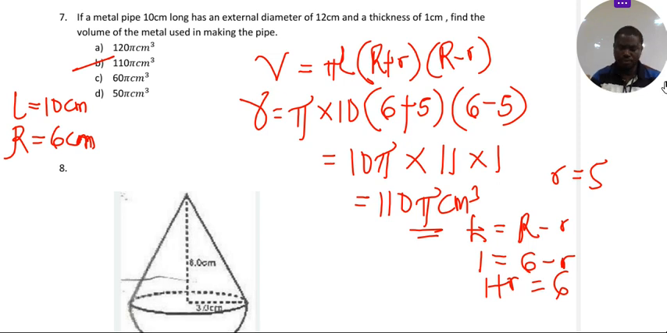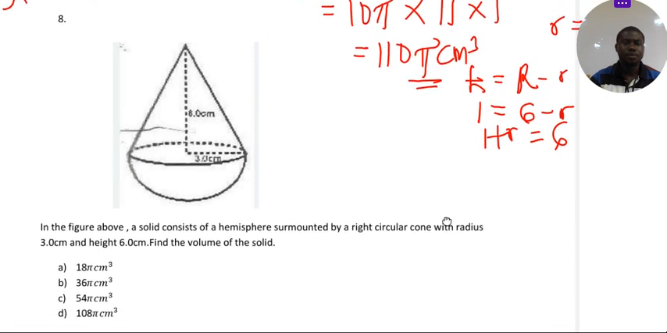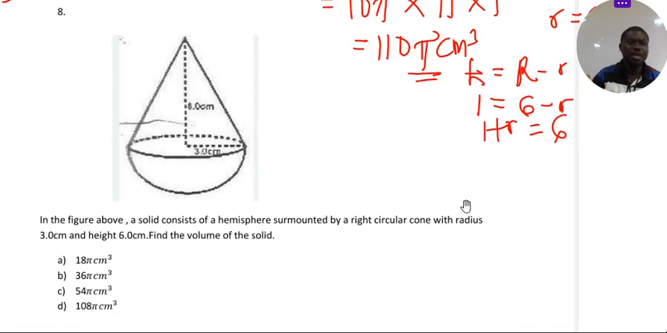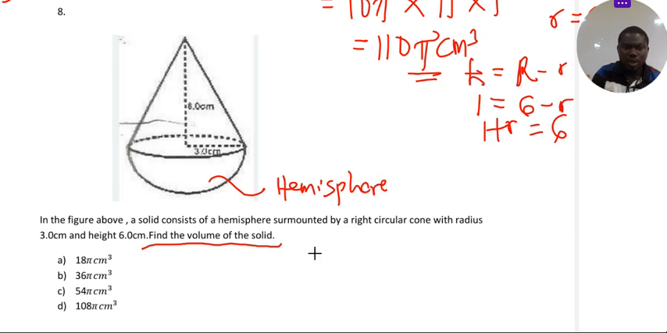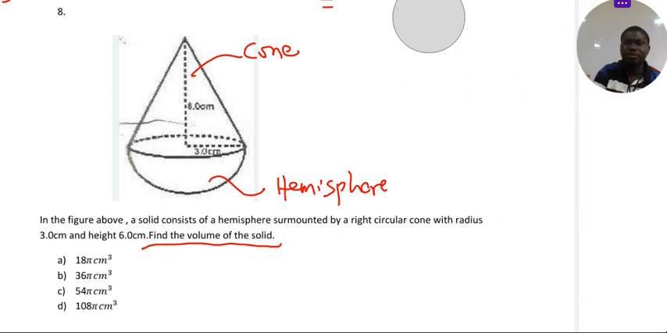Let's move to the last one there. Question number 8. Here we have a composite solid. So volume is straightforward, we just add up. Now what are the composite solids? Let's identify them. We have a hemisphere and we have a cone.